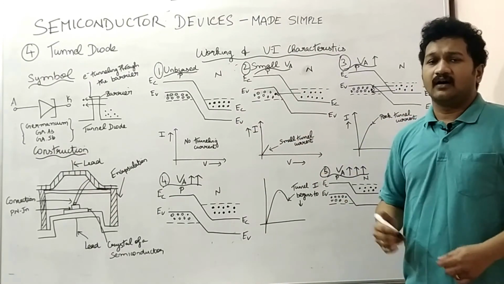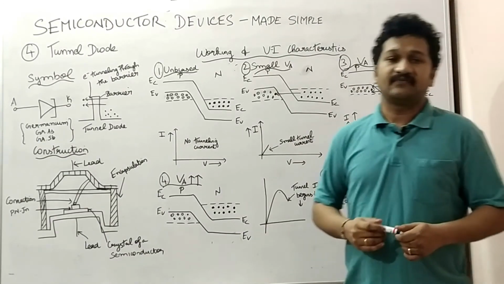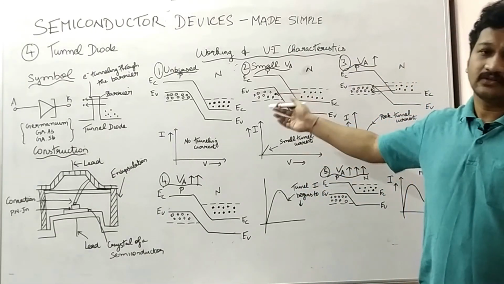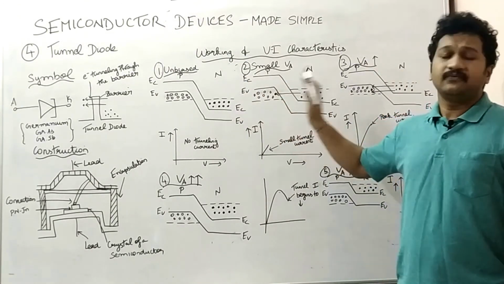Tunnel diodes are used as fast switching devices in the field of electronics, and they are also used as amplifiers. So this is the construction and working of a tunnel diode.